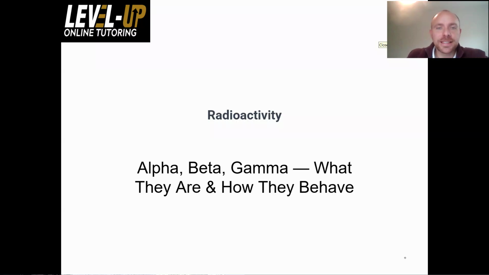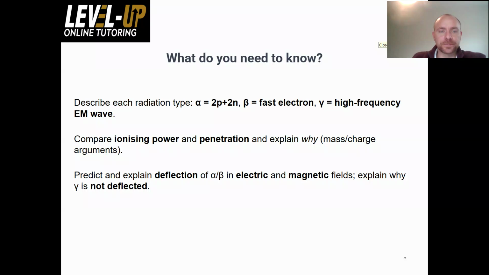Hi everyone, this is the second video on radioactivity. We're looking at the different types of radioactive decay, the alpha, the beta, the gamma. What are they and how do they behave? So what we'll be looking at is exactly what they are, what they consist of.